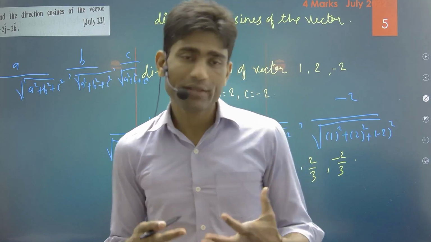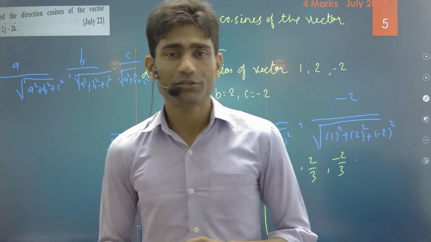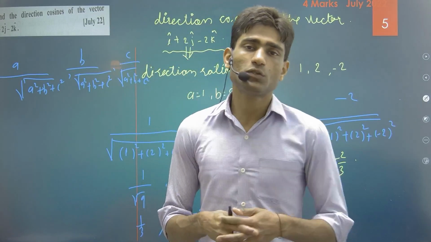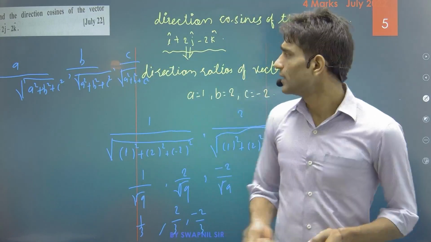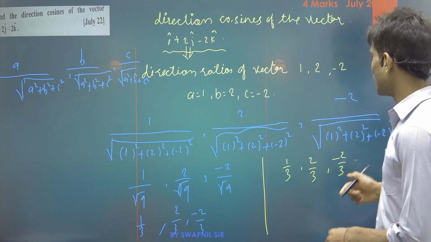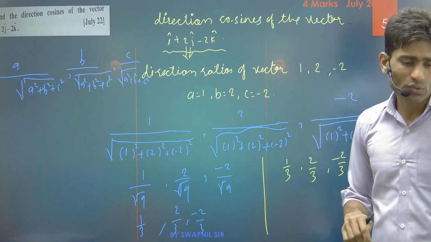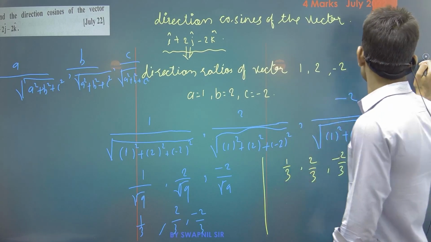So what I have done here, basically by using our given vector, I defined the direction ratios. Once I get the direction ratios, I substitute all these values in our standard theorem that defines the direction cosines for our given vector. I'm expecting that you all have understood. Let's move to the next solution.